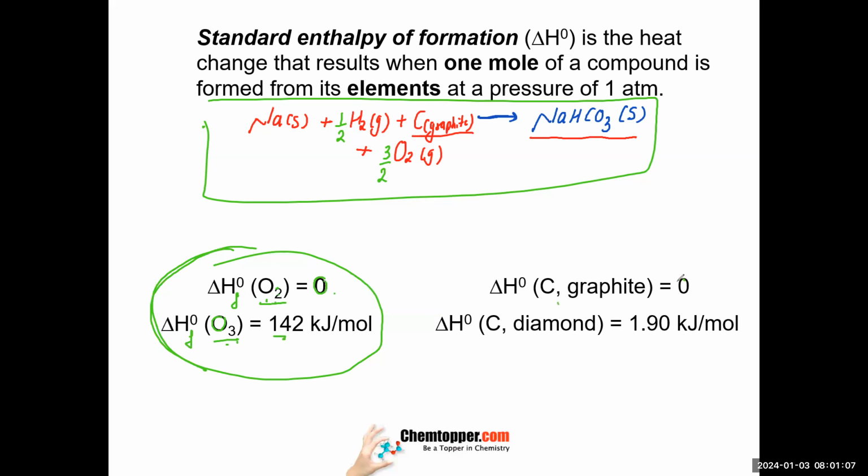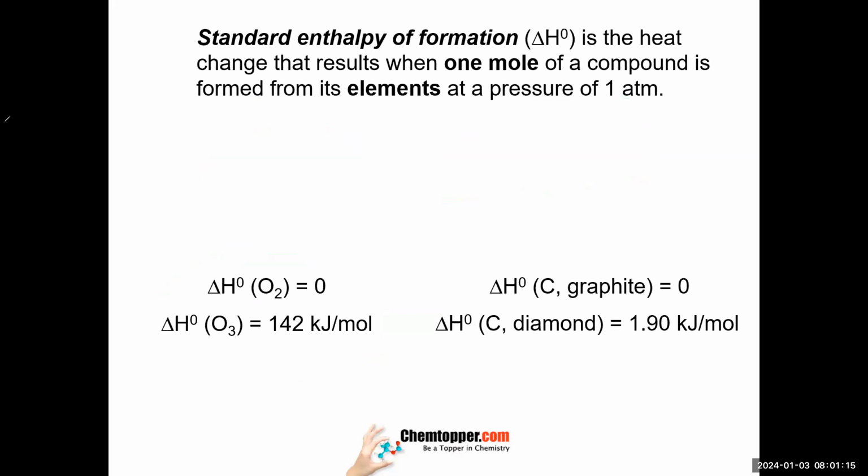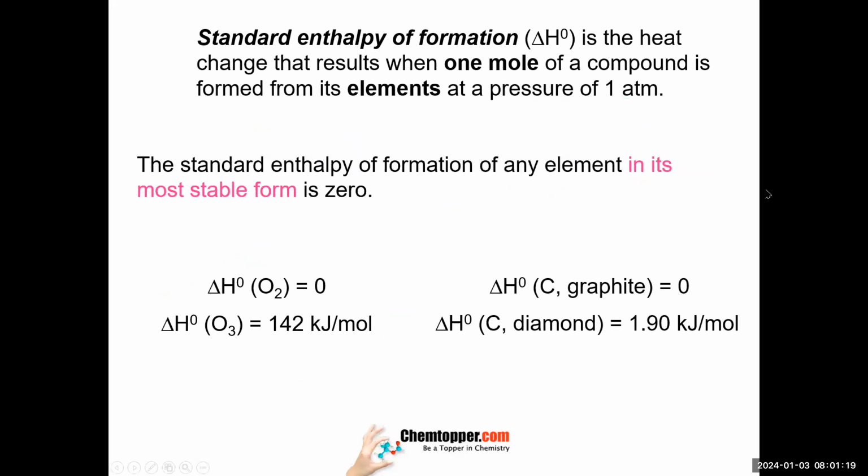Carbon graphite is assumed to be 0, but diamond is not 0. So whenever we have a pure element in its standard stable form, its delta H naught formation value is 0. This line. Are we okay?